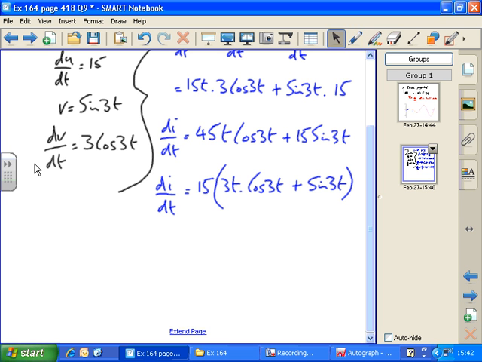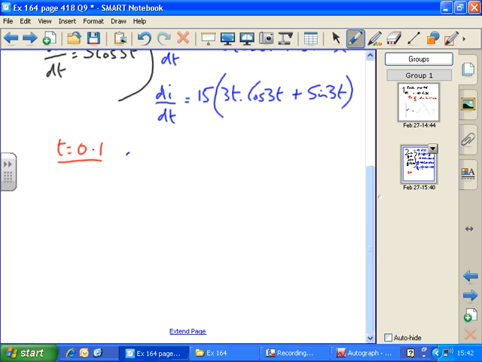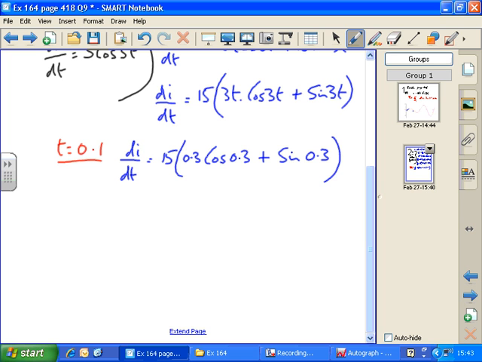So what we're after now is to find di/dt when t equals 0.1. So put t equals 0.1 into the function, and di/dt equals 15 brackets 3 times 0.1 is 0.3, cosine of 3 times 0.1 is 0.3, plus the sine of 0.3. And now we put this into our calculators, not forgetting to make sure that the calculator is measuring in radians, and you should get the answer in the text.